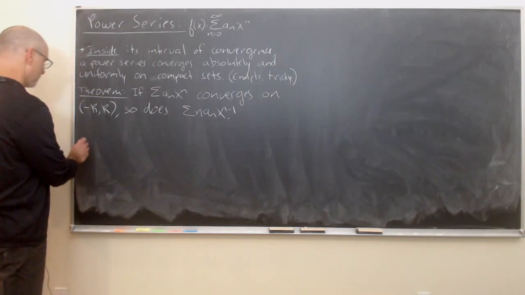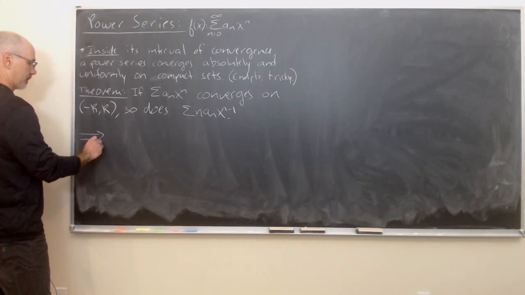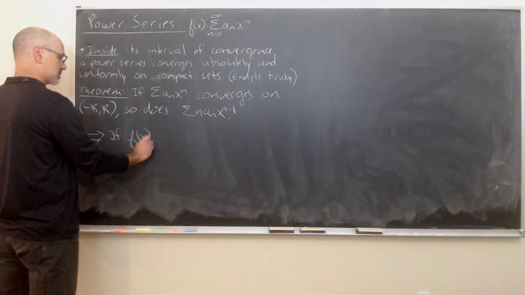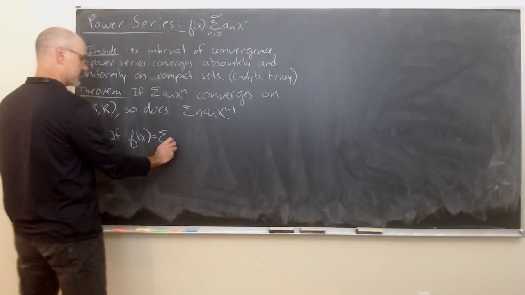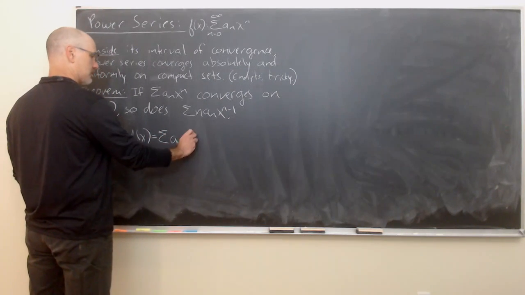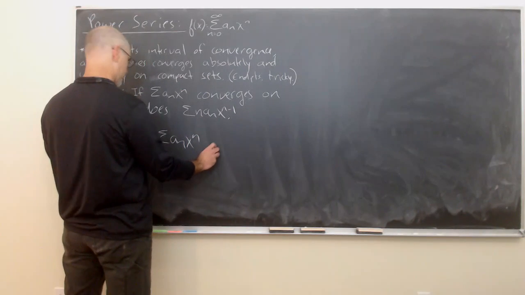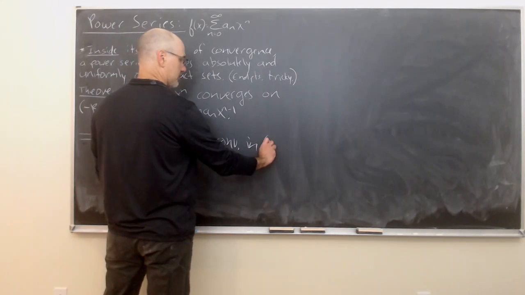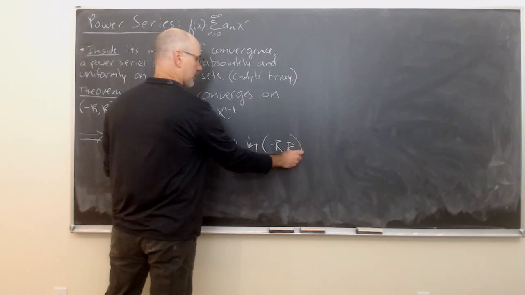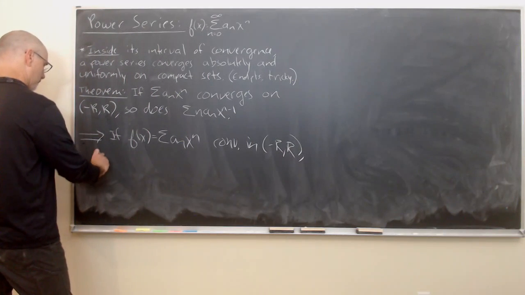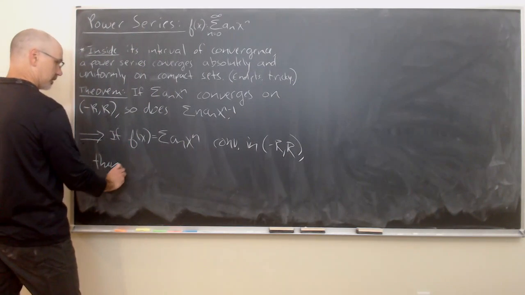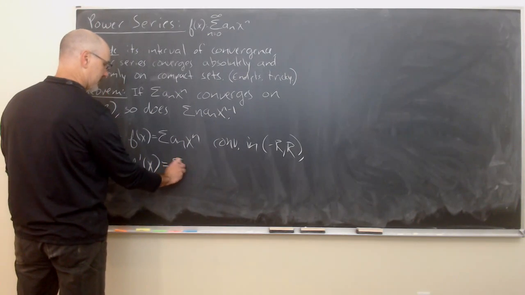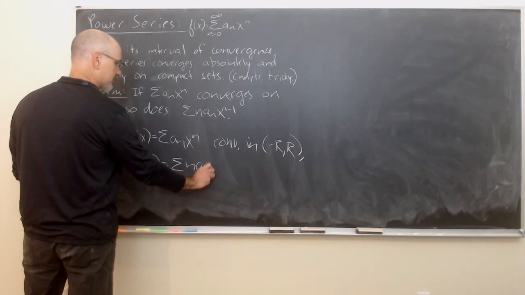Okay, so this theorem will imply that if we define f of x as a power series, and this converges inside minus R to R, then f prime of x is exactly what we would want it to be. It's the series of derivatives.